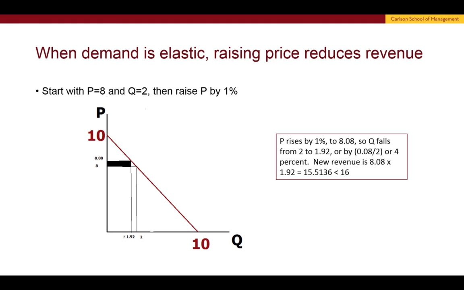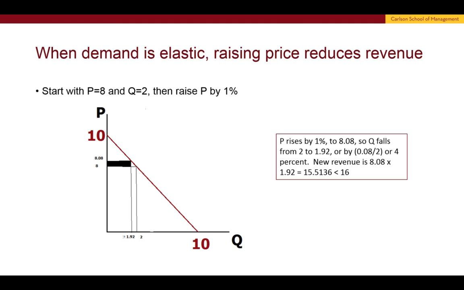Let's consider a point on the demand curve where demand is elastic, and let's show that when we're at such a point, raising price reduces revenue. So let's start with a price of 8 and a quantity of 2 along the demand curve P equals 10 minus Q. Let's think about raising the price by 1%, again starting from a price of 8. So the price would rise by 1%, as it says in the box, to 8.08. And along the demand curve, the quantity sold would fall from 2 to 1.92, or by 4%.